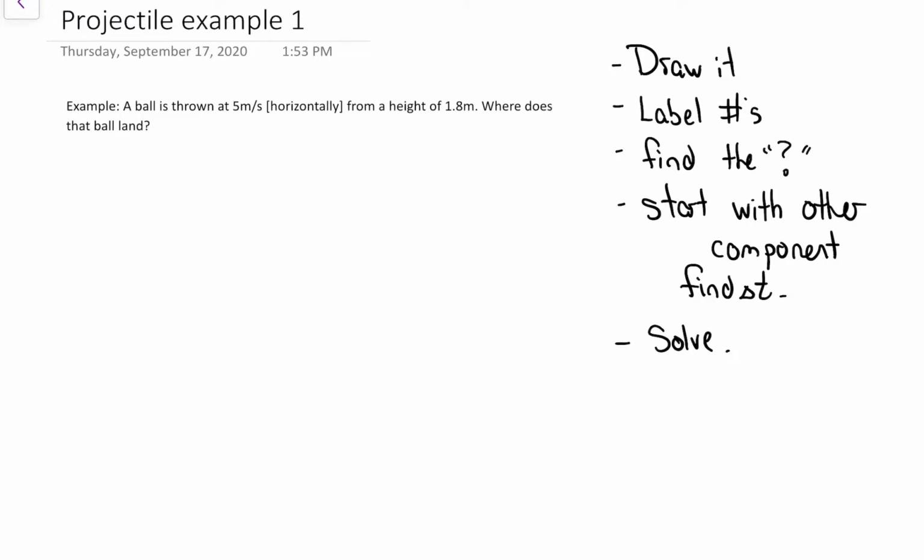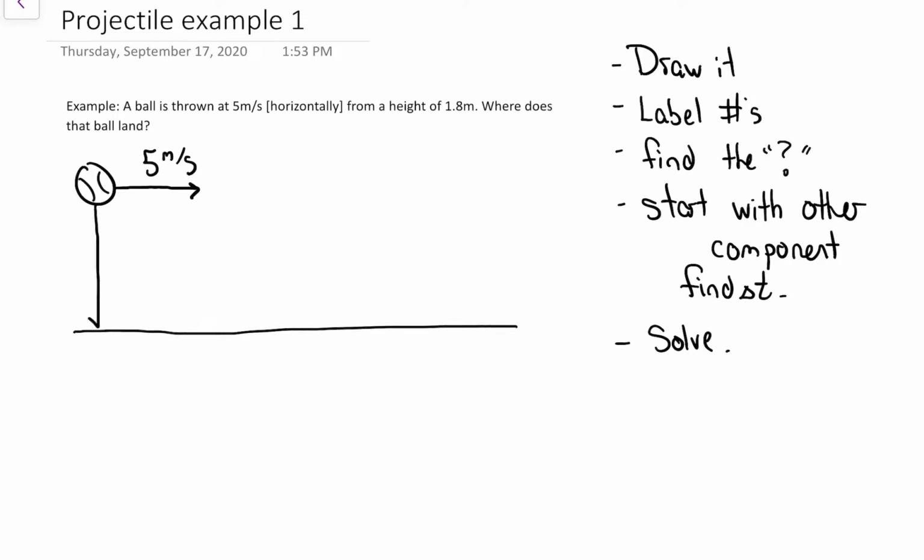while following those steps. So a ball is thrown horizontally at a speed of 5. So a little tennis ball here. It's going sideways at 5. It says it was thrown from a height of 1.8. So the 1.8 fits in here. The ball is going to follow a nice parabola, crash into the ground somewhere over here.